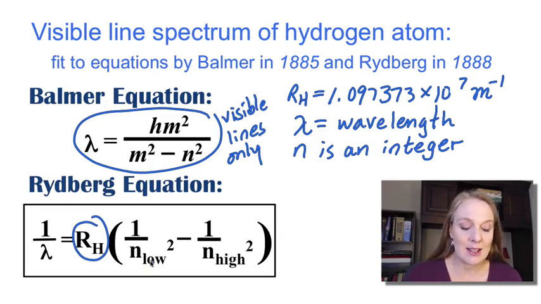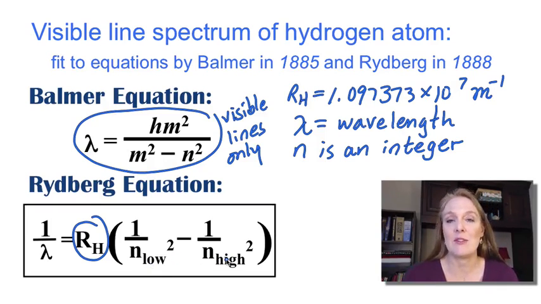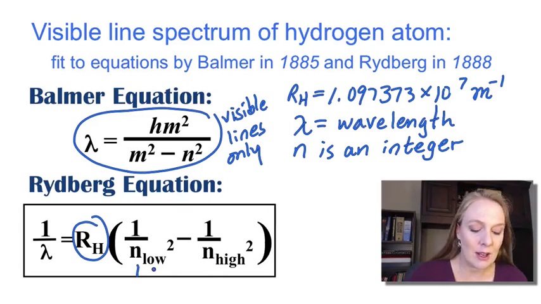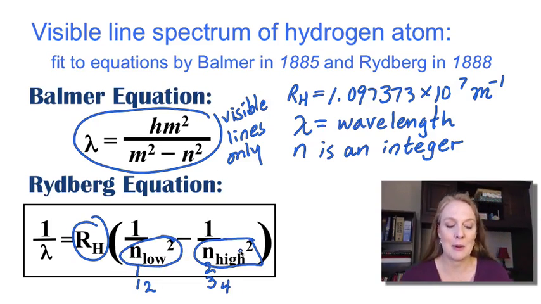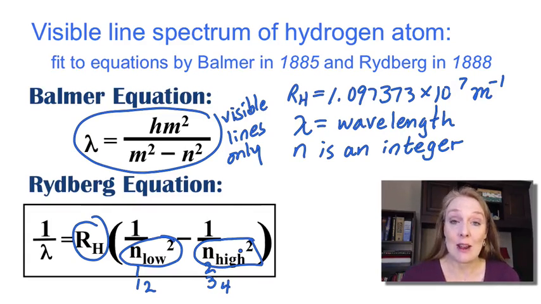Here, the reason I've labeled it n low and n high, which is a little bit different than you'll see sometimes in other books, where you might see it labeled as n1 and n2, is that I put the high here to help remember that the larger value of n is always the second one. So n could be 1 and 2, or 1 and 3, or 2 and 4. We always put the higher number here, and in each case n is squared. So we square the low number and we square the high number. With this equation, we can predict the wavelengths of light that are emitted from the hydrogen atom.